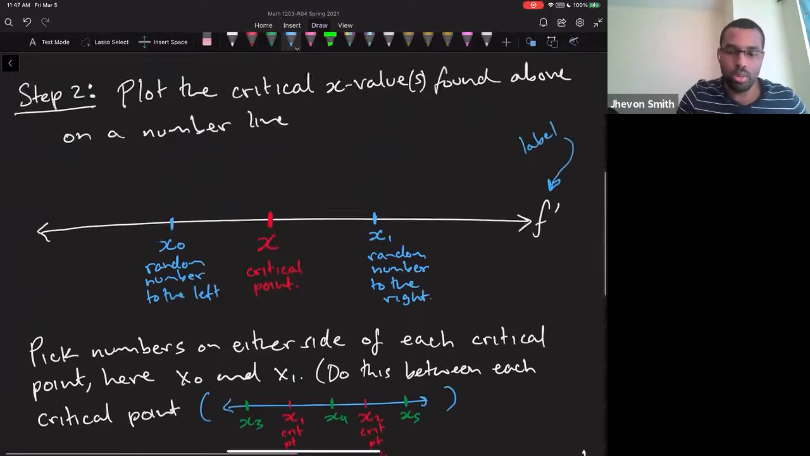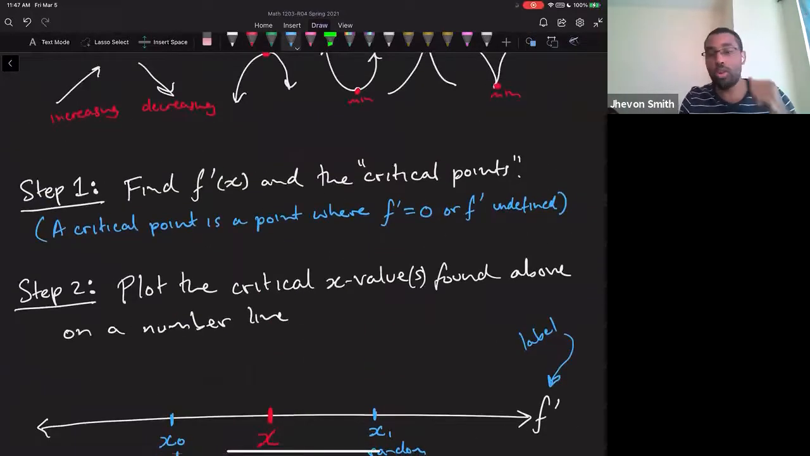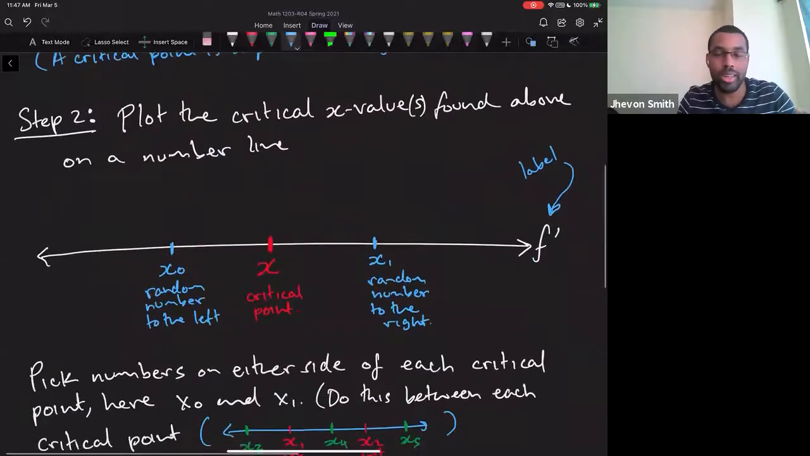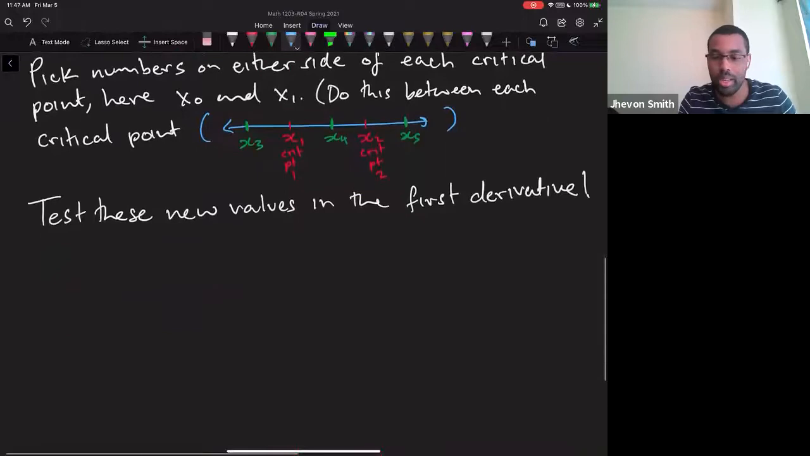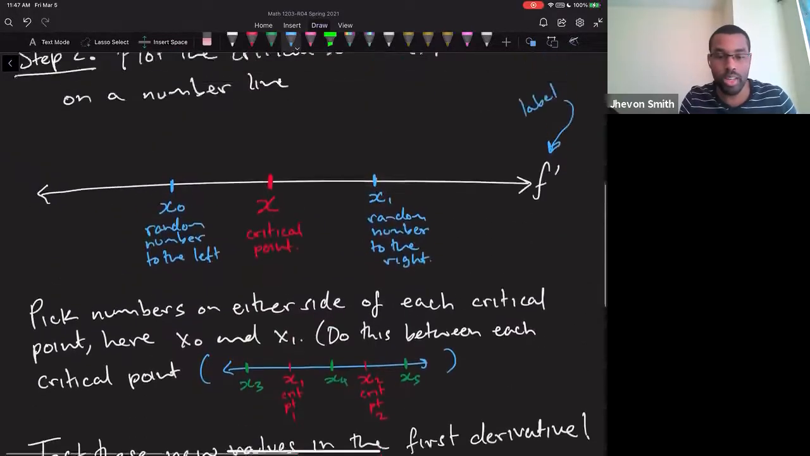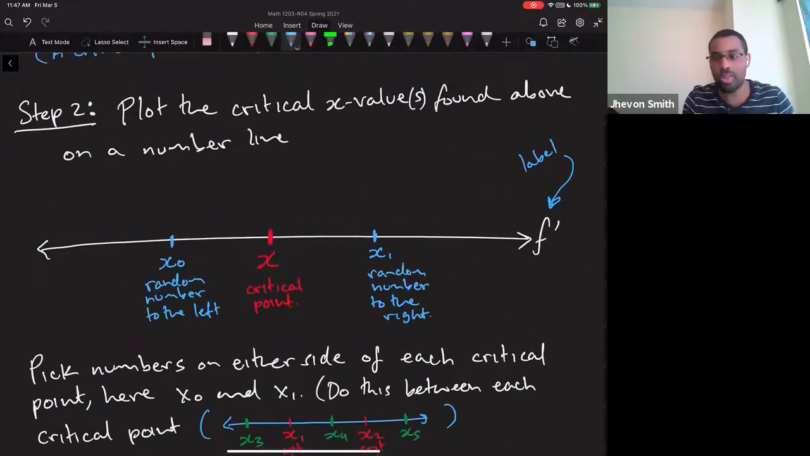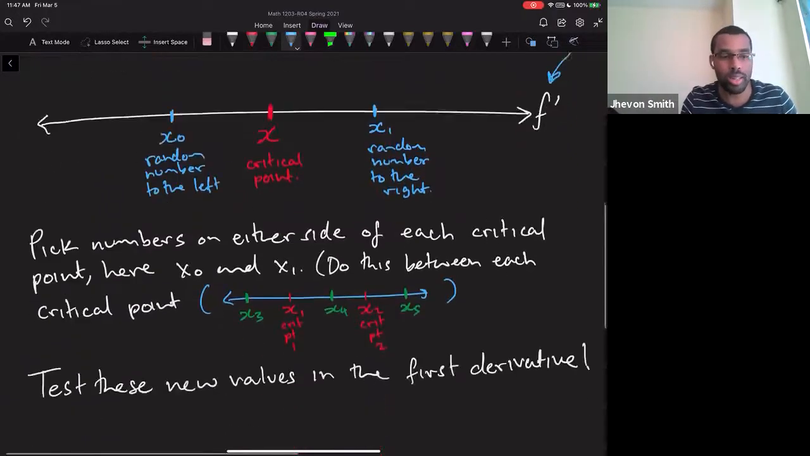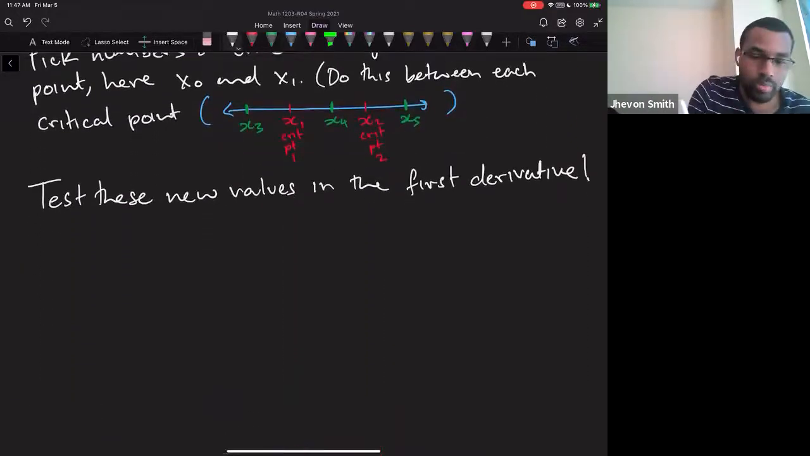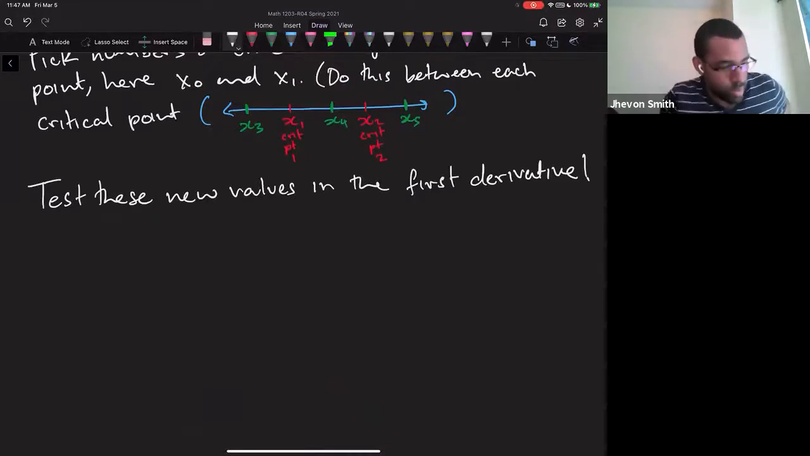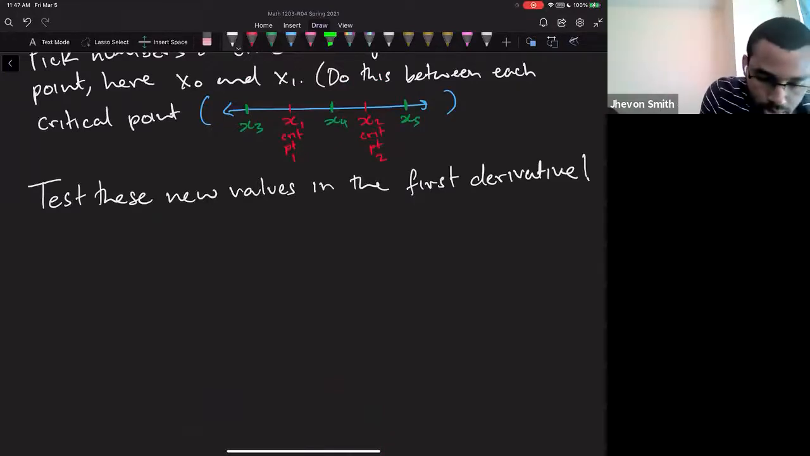Right? So you are going to find your derivative. You're going to figure out all the x values that make your derivative 0 or undefined. Then you're going to plot those on a number line. You're then going to pick random numbers in between each of these critical points, one guy on the left, one guy on the right, right? And you are going to test them in the first derivative, meaning you're going to plug in the x0 into the first derivative. You're going to plug in the x1 into the first derivative. And that leads us to the final step, step 3.